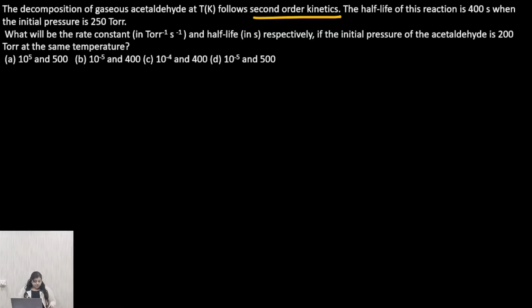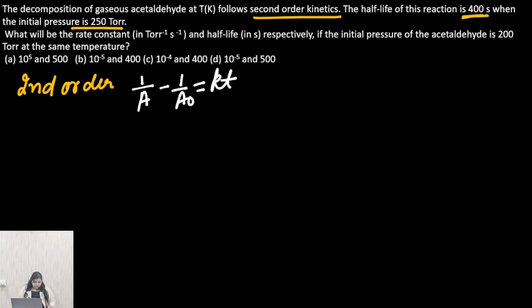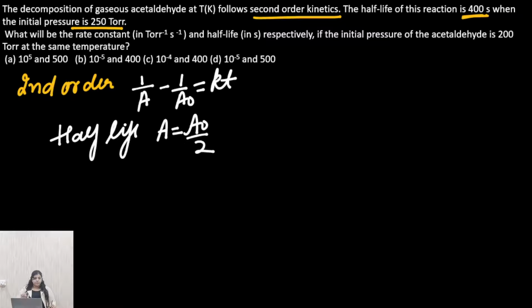The half-life for this reaction, T half for the second order reaction, is 400 seconds when the initial pressure is 250 torrs. So the condition we have is second order kinetics. For second order kinetics, the integrated expression is 1 by A minus 1 by A naught equals KT. Now they are giving the half-life, so at the half-life the remaining concentration will be A naught by 2. Substitute this in the above expression.